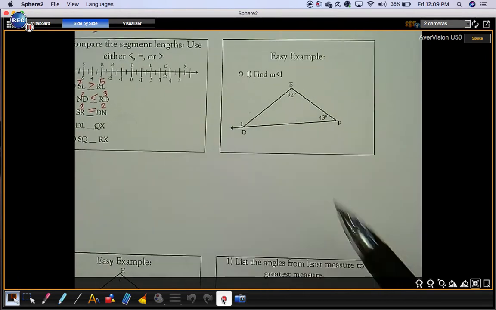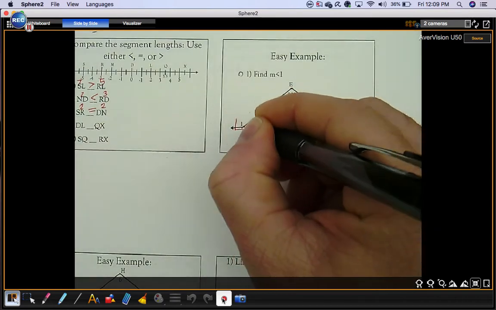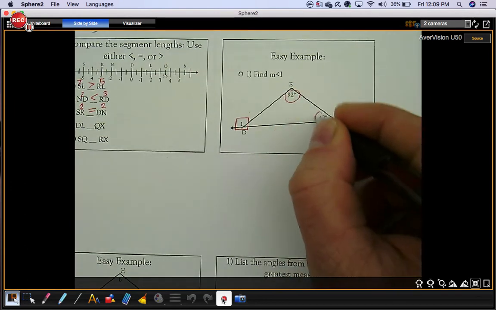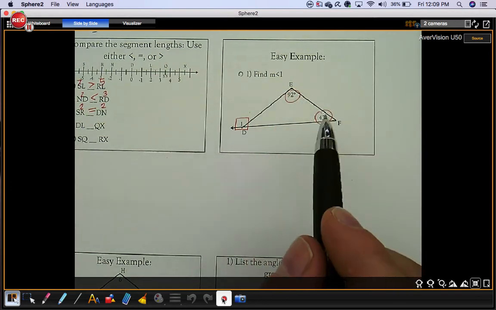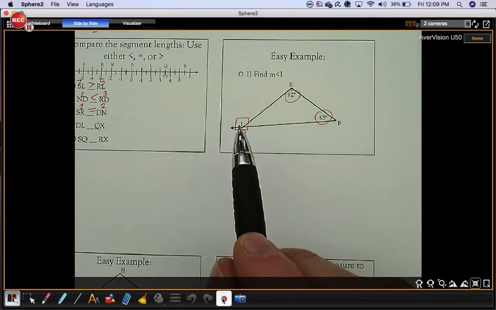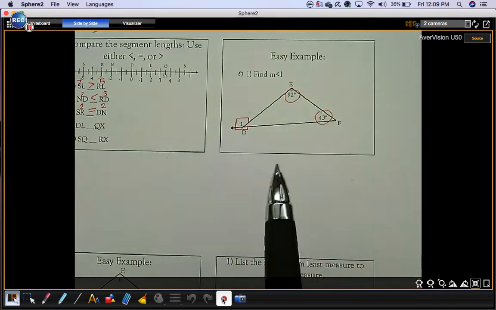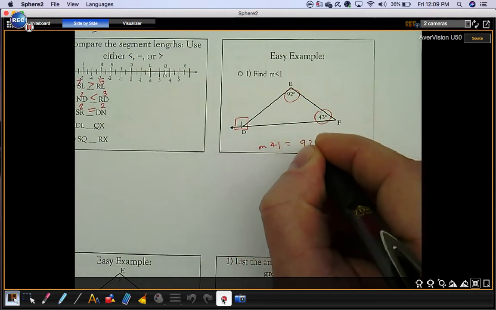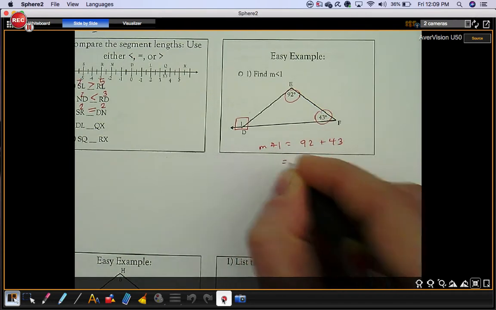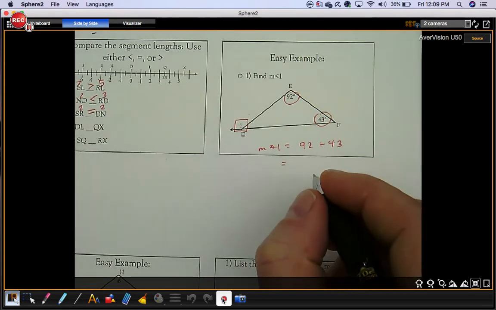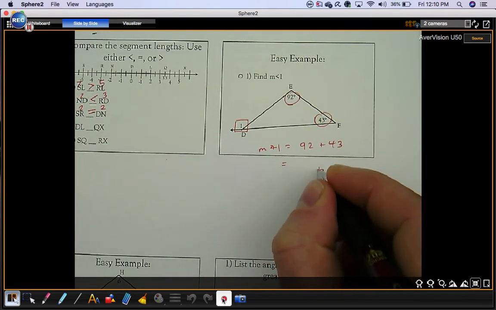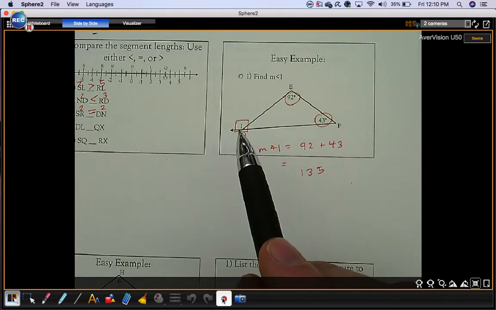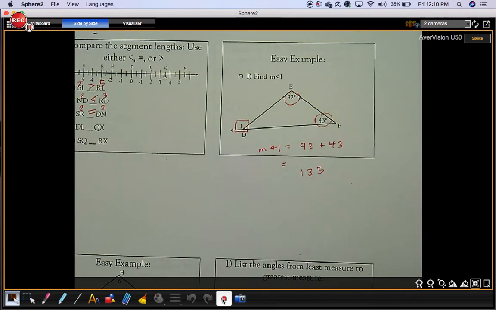We're going to move over here to this example. If you want the exterior angle of a triangle, you can find it a few different ways, but this is the easiest. Just add the remote interior angles. So this equals this plus this. So measure of angle 1 equals 92 plus 43. If you knew this angle and you wanted to find one of these, you would subtract.